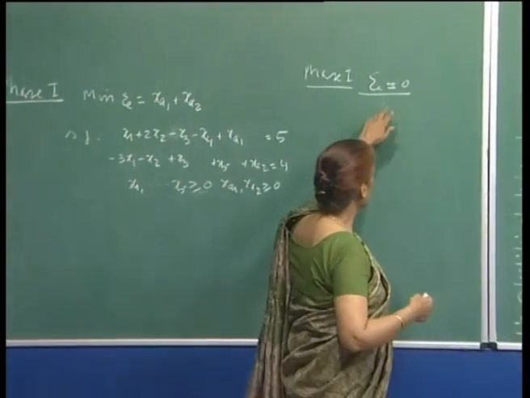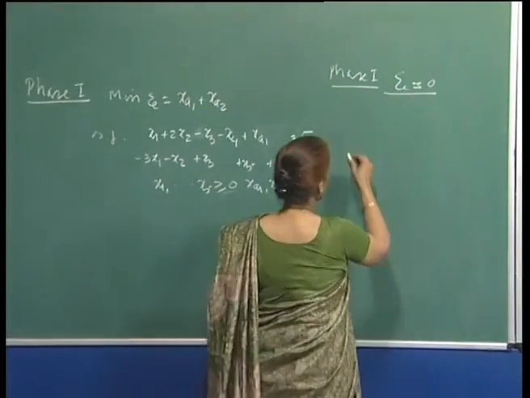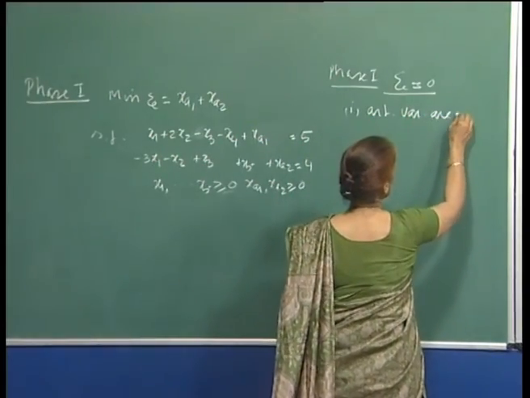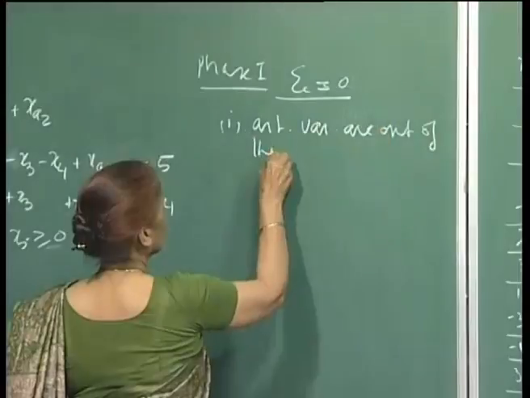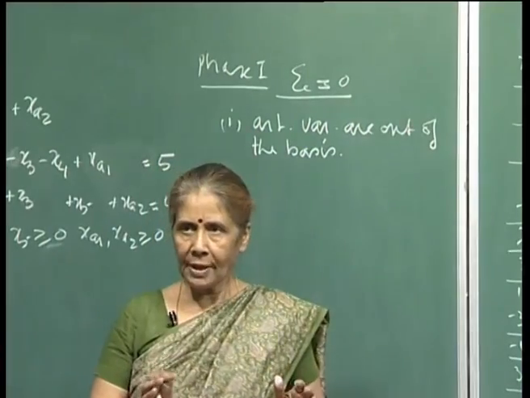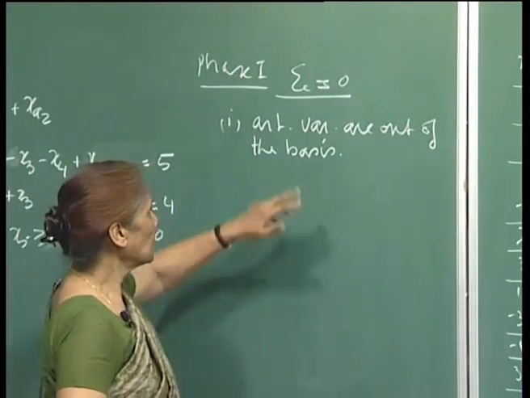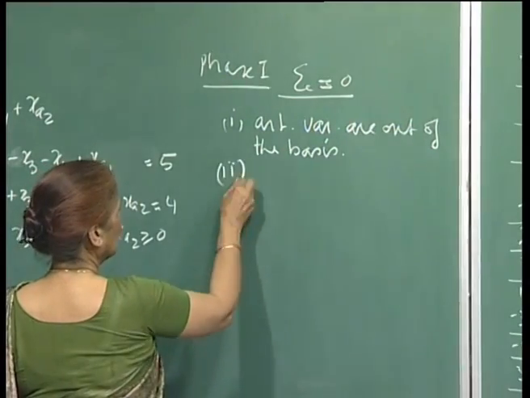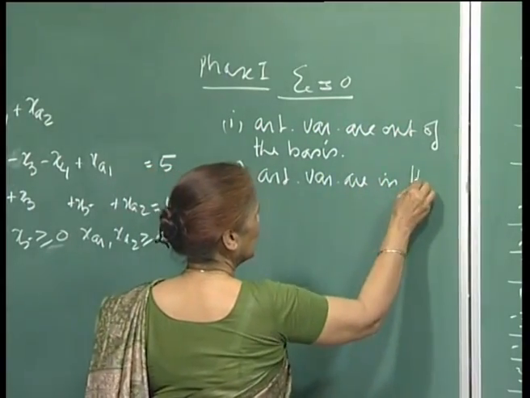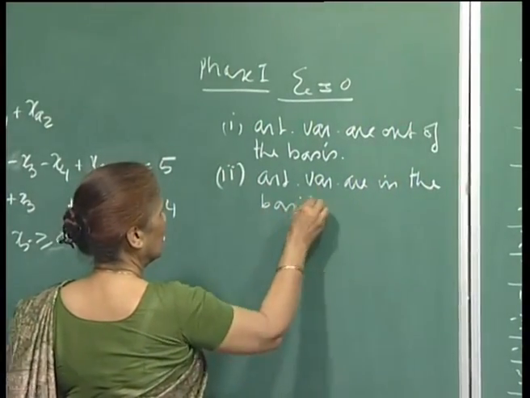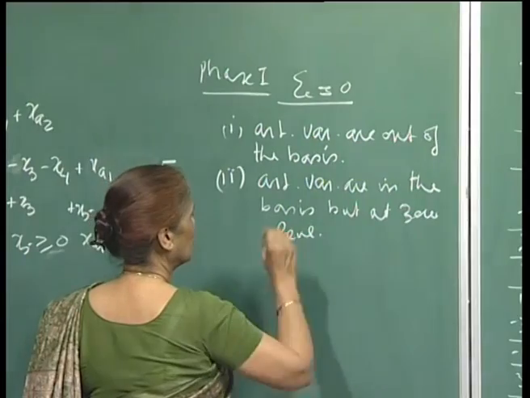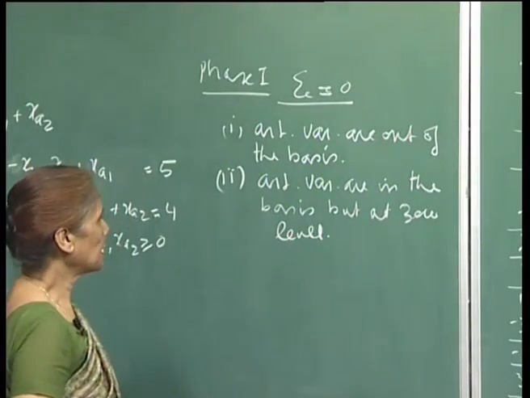Then of course there were again two cases possible here. Case 1 would be that the artificial variables are out of the basis. In that case, I have a basic feasible solution from among the regular variables, and so I will continue with phase 2. Or the other case would be that artificial variables are in the basis, but at 0 level, because the value of the objective function is 0.